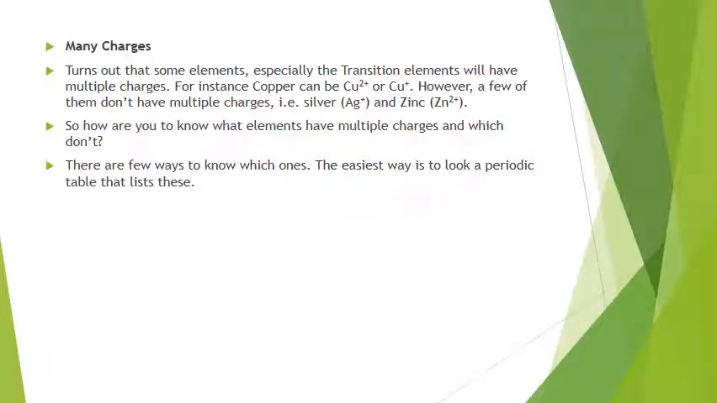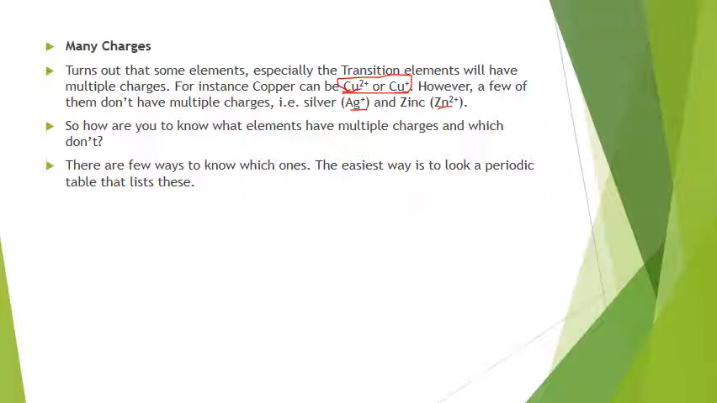Okay, many charges. Turns out that some elements, especially the transition elements, will have multiple charges. For instance, copper can be Cu2+ or Cu+. However, a few of them don't have multiple charges, like silver and zinc. So whenever you see silver, it's always going to be 1 plus, and zinc is going to be 2 plus. But copper and others, we're going to see in a minute. So if you just say copper sulfate, you don't know if you're talking about copper 2 plus or copper plus.